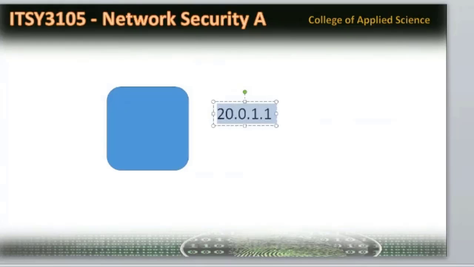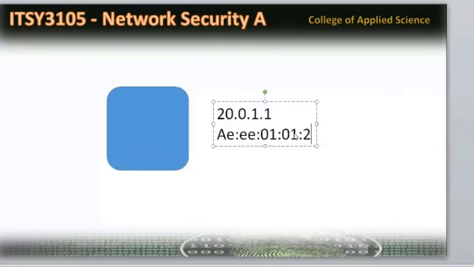Then for this machine, a MAC address is already available. I'm not giving the MAC address. The MAC address is fixed in layer 2. For example, this is the MAC address, and it will be in this format. The MAC address will be available in hexadecimal format, 0 to 9 and A to F.